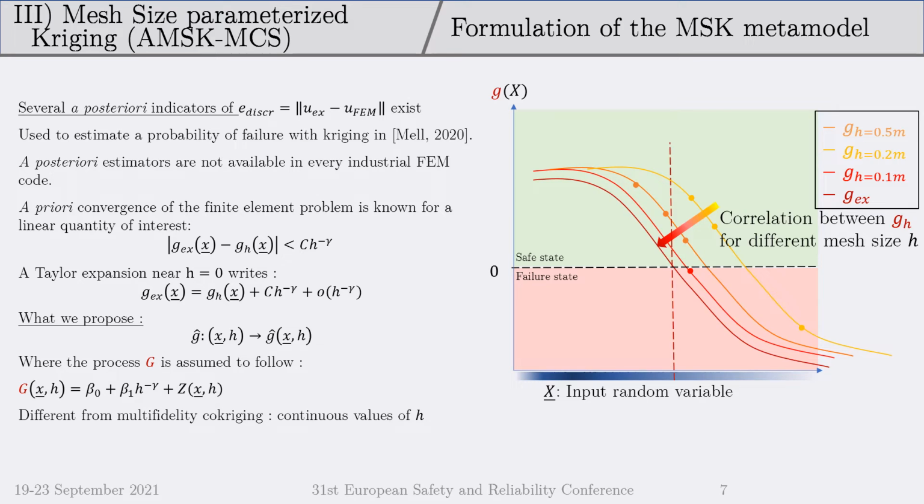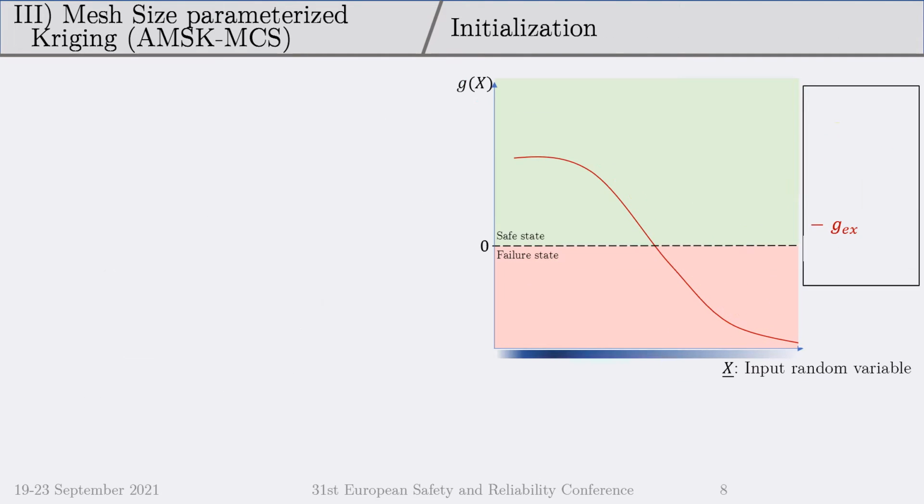It is different from multi-fidelity co-kriging for a simple reason: you are now able to get the limit state function, and then the probability of failure, for any mesh size that is continuously distributed, whereas in multi-fidelity co-kriging you will only get discrete levels of fidelity.